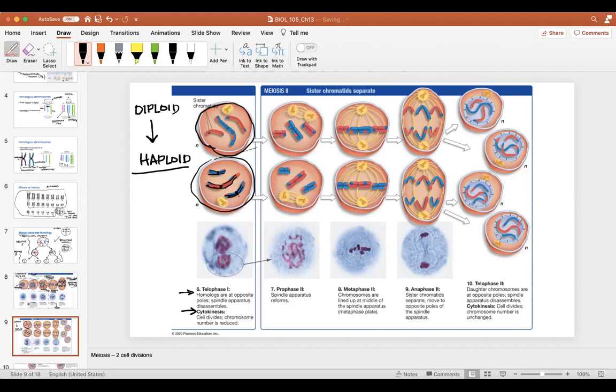There you are. So the next step, meiosis 2, is going to look really familiar. It's very much like mitosis because we're going to break apart that staple and separate the copies. So let's look at what happens. In prophase 2, we're going to see our spindle apparatus reform. One quick note: notice what did not happen here. The nucleus did not reform.